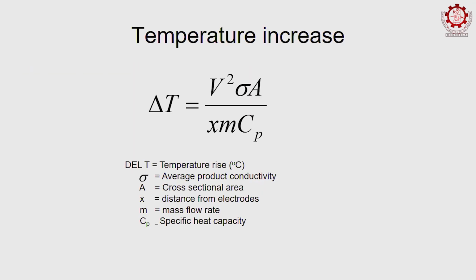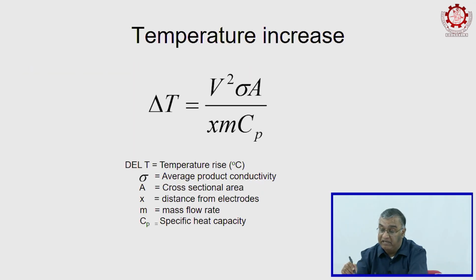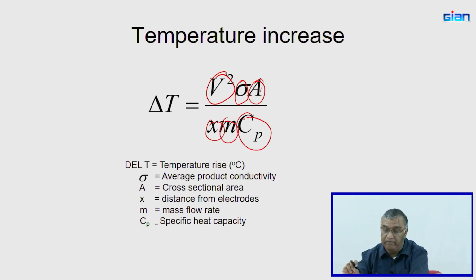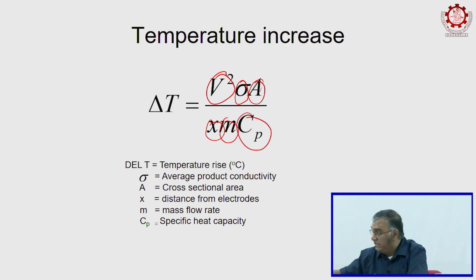The temperature increase during Ohmic heating can be measured by V squared, and then you have what they call product conductivity rho, and then you have area of cross section, and then distance from the electrode, the mass, and then Cp is your specific heat. So, this tells you how much temperature increase happens during Ohmic heating.